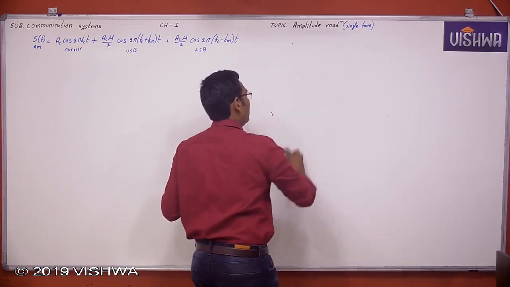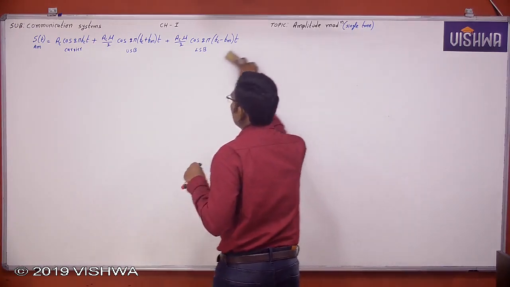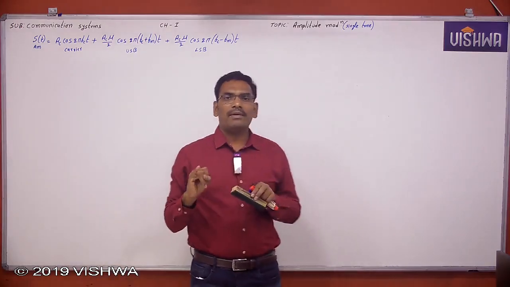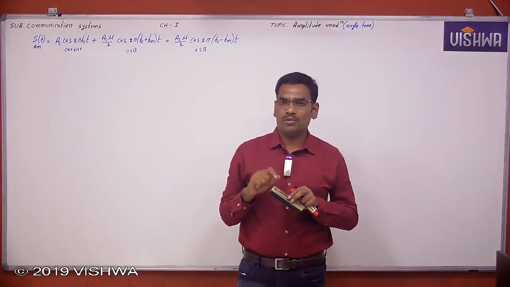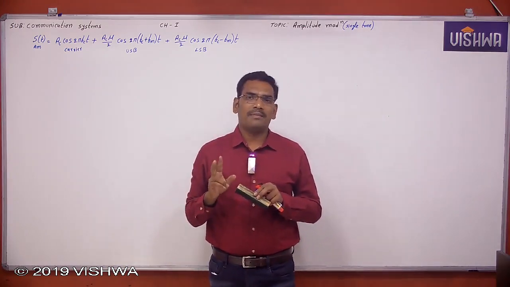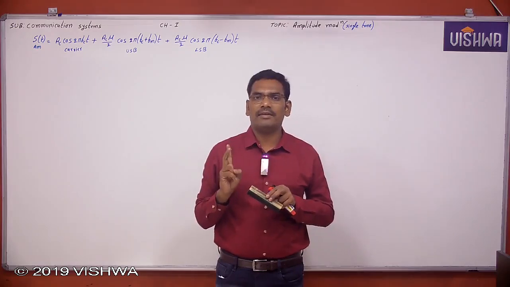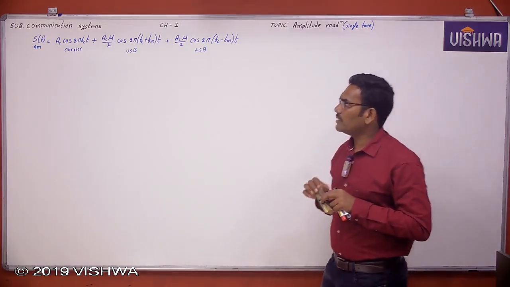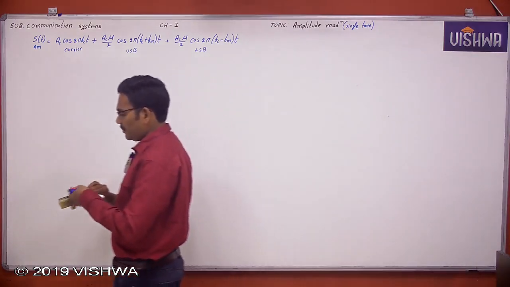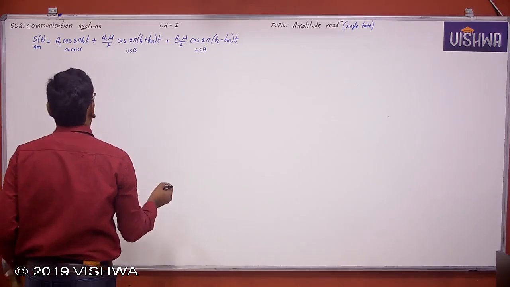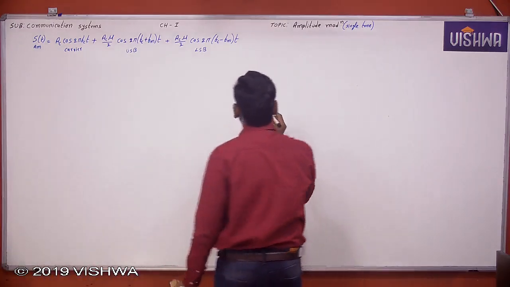Similarly, now we want to calculate the total power required to transmit the AM signal, because power and bandwidth are the communication resources. For any modulation technique, for any communication system, these two parameters are important: bandwidth and power. The bandwidth analysis we already completed, now we'll see the power analysis. What is the total power required to transmit an AM signal?